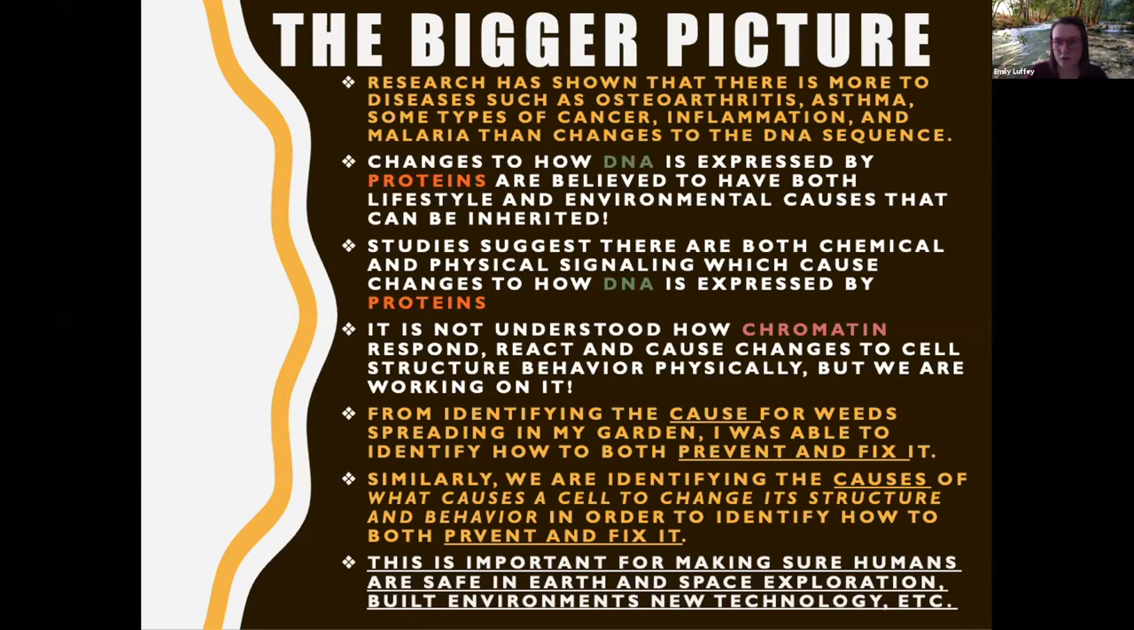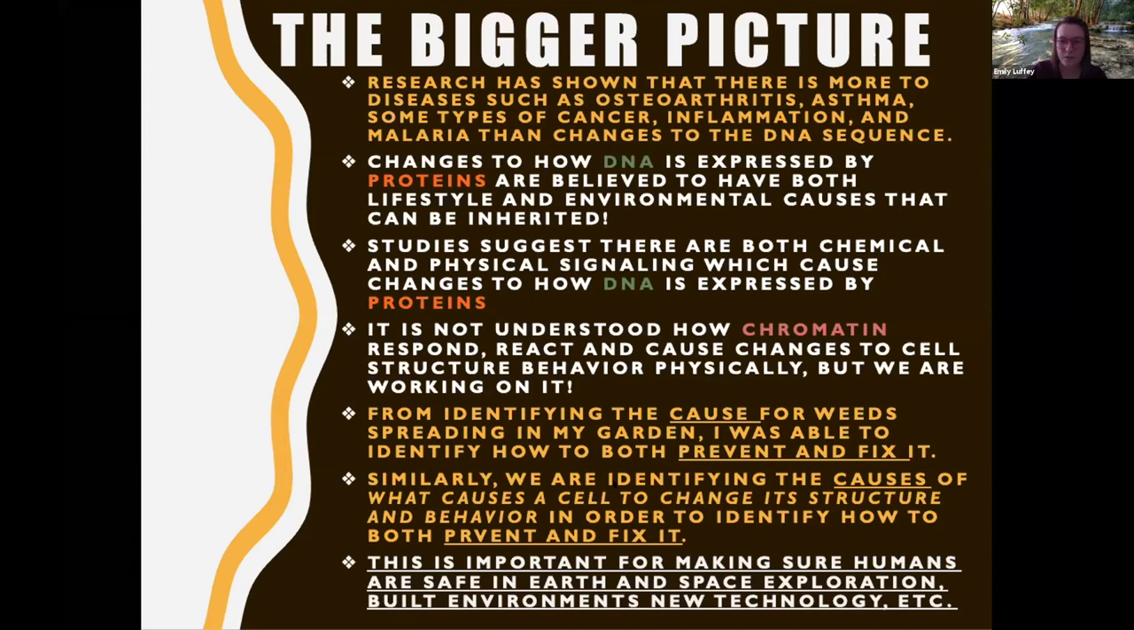There's research that has shown that there is more to diseases such as osteoarthritis, asthma, some types of cancer, inflammation, and malaria that changes the expression of these DNA sequences. And these changes are both chemical and physical, but it's not understood how the physical aspects, in particular on the level of chromatin, respond, react, and cause changes to cell structure and behavior physically. But we're working on it, and researchers in the labs that I mentioned, the single molecule biophysics lab and the Ross lab at ASU, are working on these.